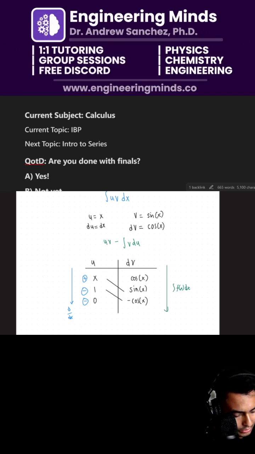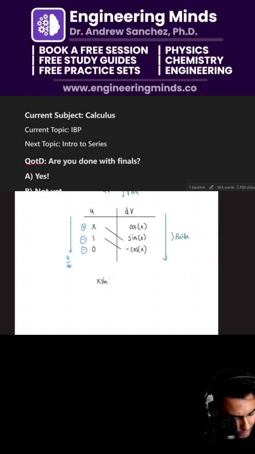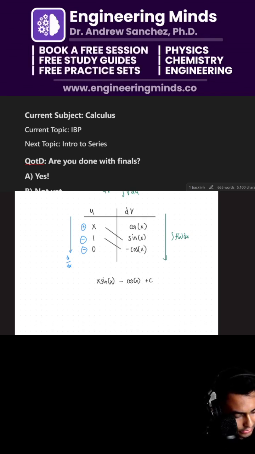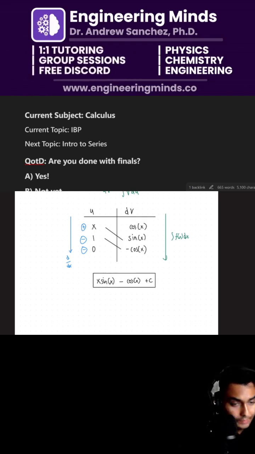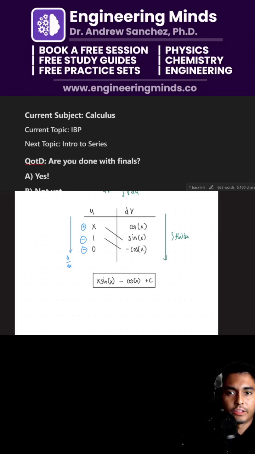Tic-tac-toe. So we only have two terms this time. That's x times sine of x, minus 1 times cosine of x, plus c because it's our indefinite integral. And that should be the answer.